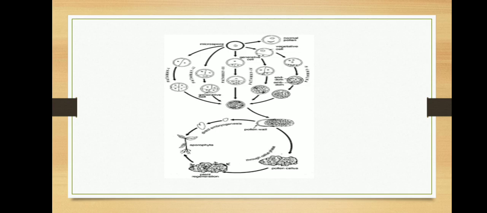And coming to the last pathway, that is pathway 4. Here in pathway 4, the microspore divides unequally like in pathway 2 and pathway 3. But here, like in pathway 1, both cells, the vegetative cell and the generative cell, contribute to the formation of the haploid plant.